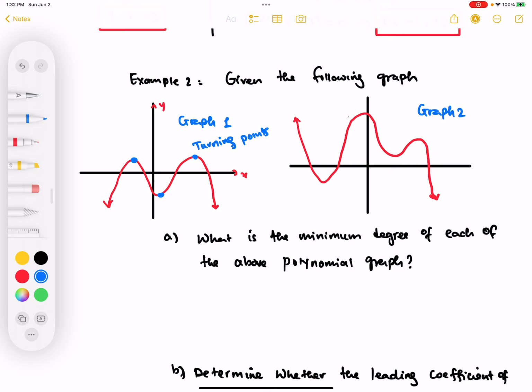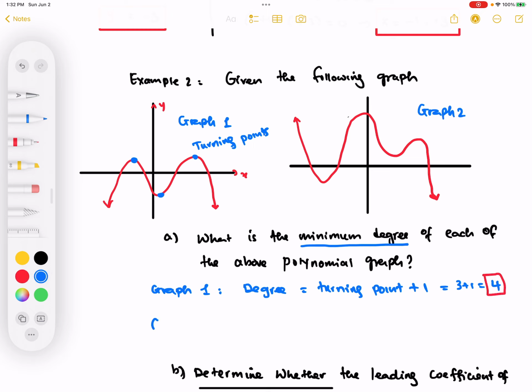So generally, the minimum degree of a polynomial from the graph, for example graph 1, is equal to the turning points plus 1, you just add. So how many turning points do we have for graph 1? We have 3 plus 1, which is 4. So the minimum degree of the first graph is 4.